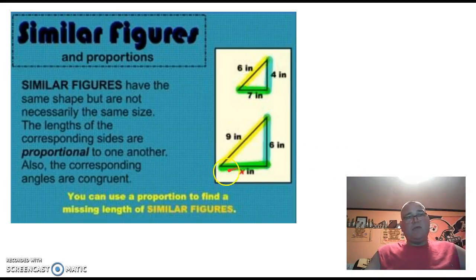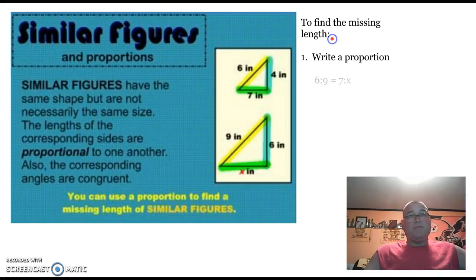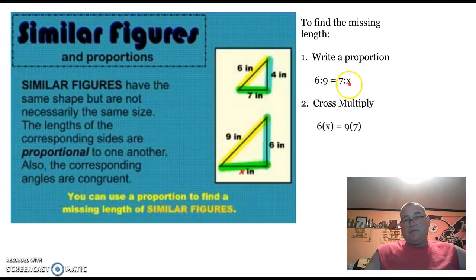So let's look and see how we would solve this for x. To find the missing length, the first thing we're going to do is write ourselves a proportion. 6, the yellow from the first triangle, matches up with 9 from the second, and 7 matches up with x. Now you're going to want to write these as a fraction, but I didn't have the ability to do that, so I wrote it with a colon. Step 2, cross multiply. Well, 6 to 9, 7 to x, so I'm going to take my 6 times my x and my 9 times my 7. Again, if you've written this out as a fraction, it's going to be a whole lot easier to see.